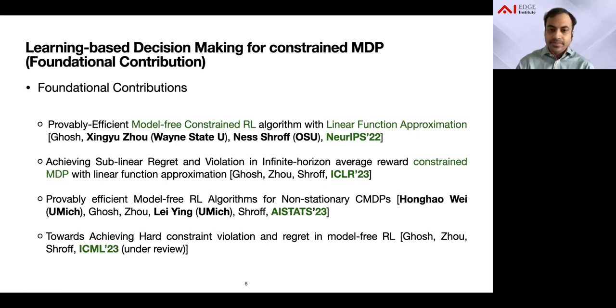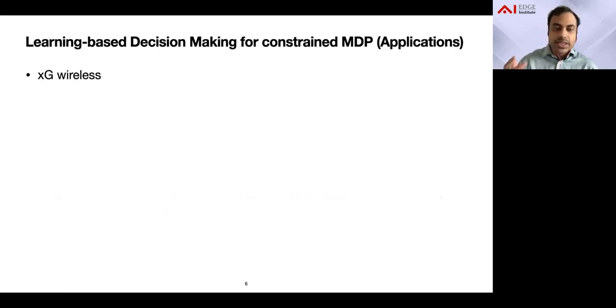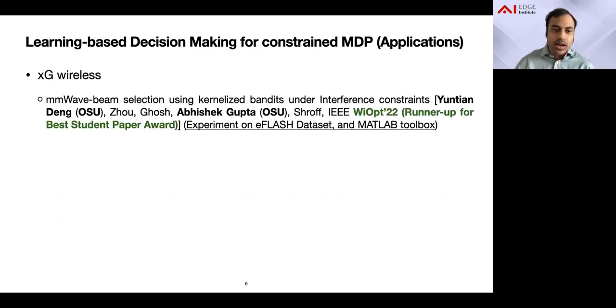Not only on the foundational front, we also make contributions on the application front. For example, beam selection using kernelized bandits under an interference constraint. In this regard, I am collaborating with Yuntian Deng and Abhishek Gupta, and it was the runner-up for the Best Student Paper Award in the recent WiOpt.